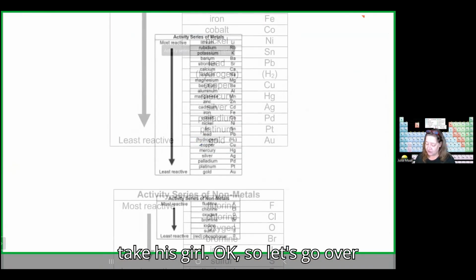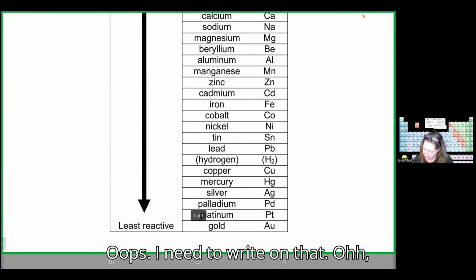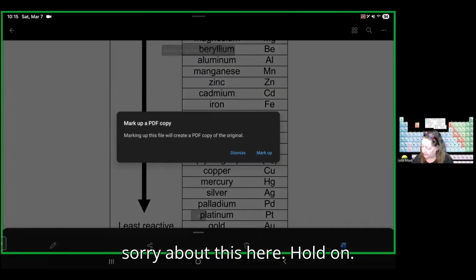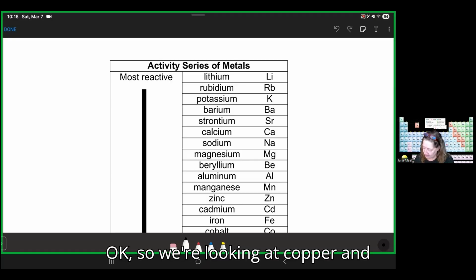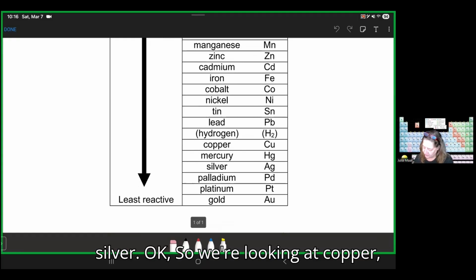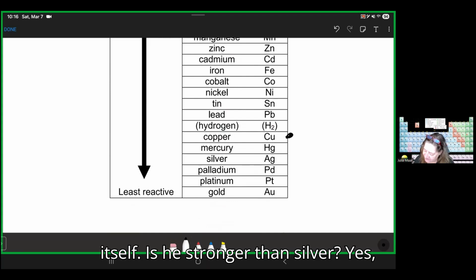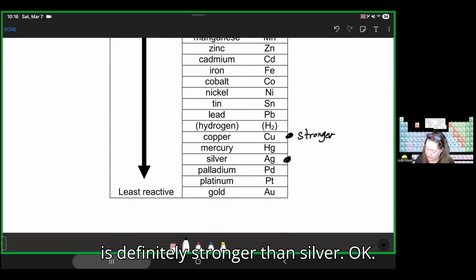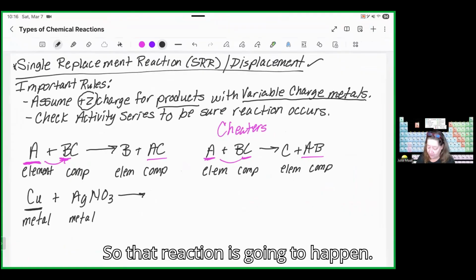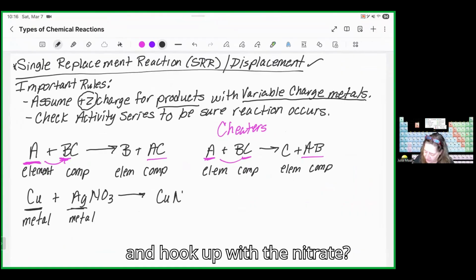Let's pop over to this sheet. So we have copper and silver. We're looking at copper, the one by itself, sitting all by itself. Is he stronger than silver? Yes, he is higher than silver, so he is definitely stronger than silver. So that reaction is going to happen. Copper is going to kick out silver and hook up with the nitrate.